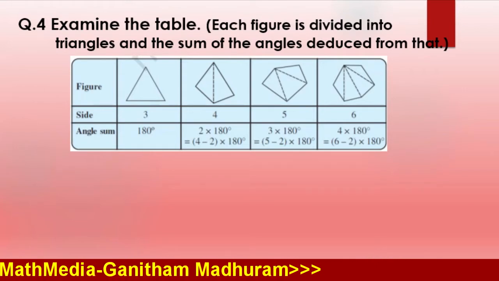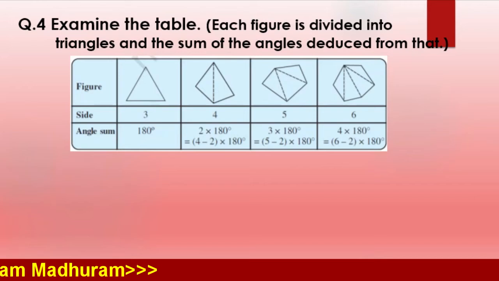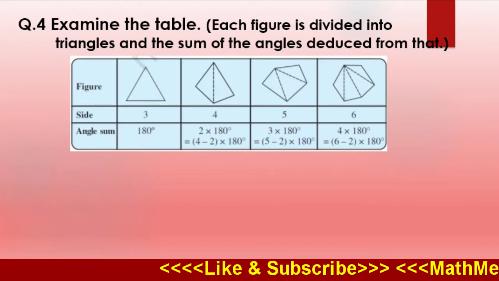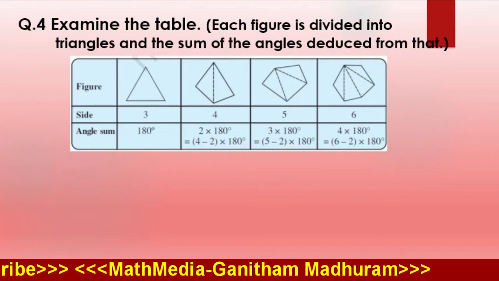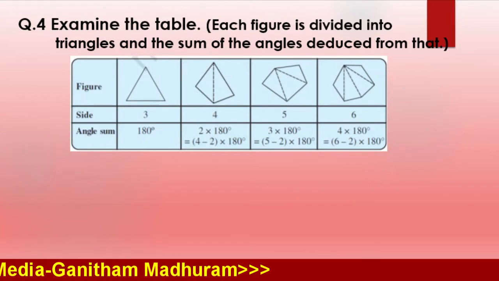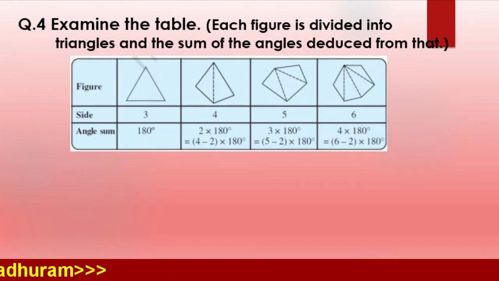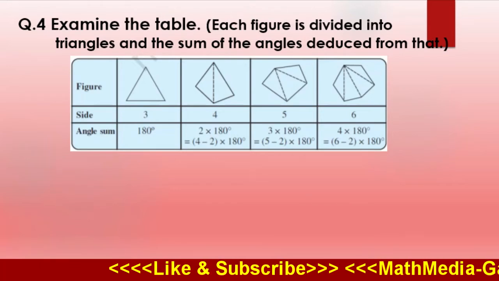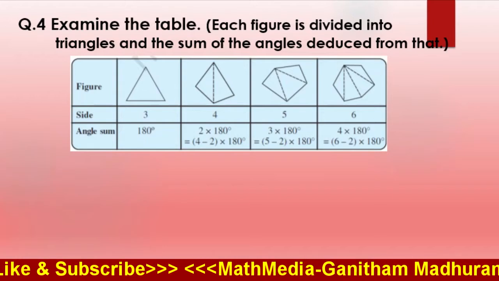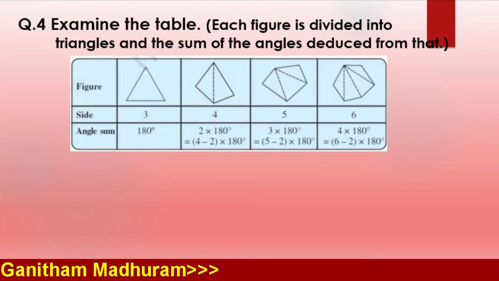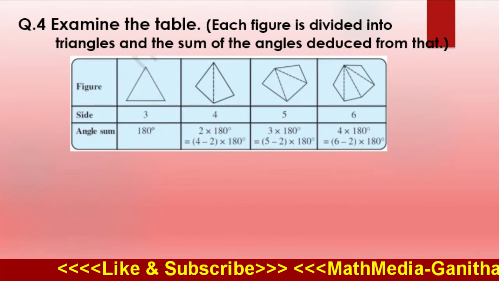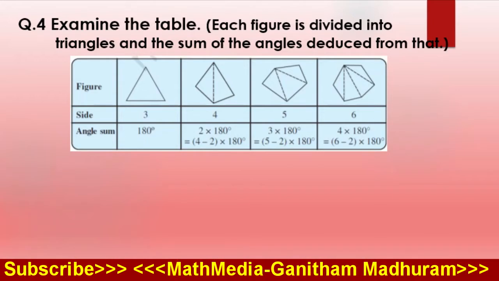Next figure is a quadrilateral. While drawing a diagonal, we get two triangles, so the sum of angles will be 2 into 180 equal to 360 degrees. Similarly, a pentagon can be divided into three triangles, so the angle sum will be 3 into 180. Similarly, a hexagon can be divided into four triangles.